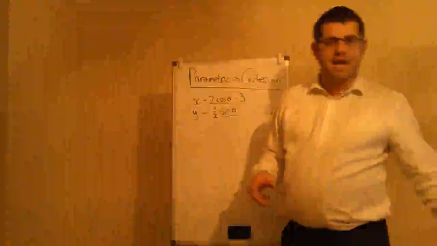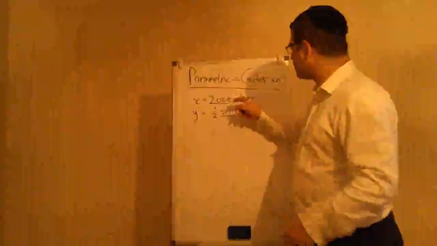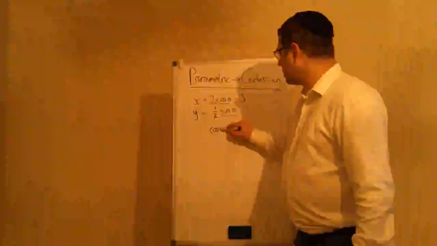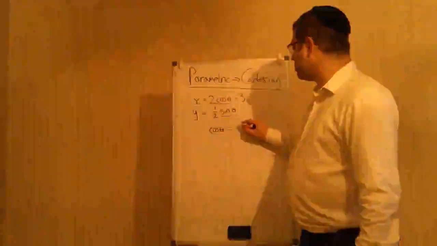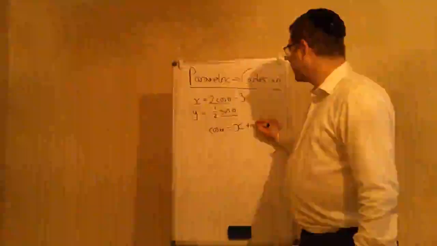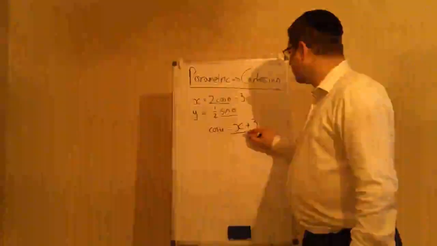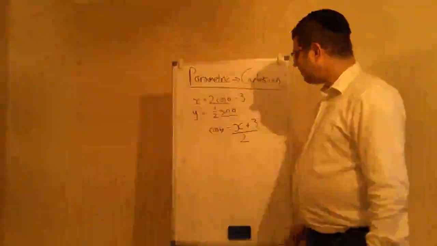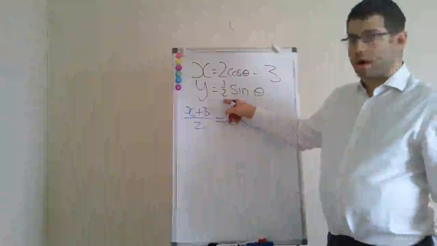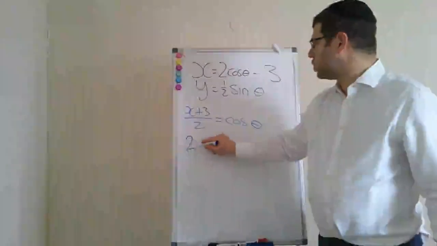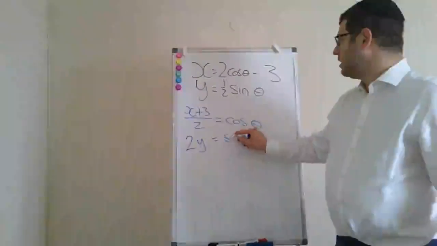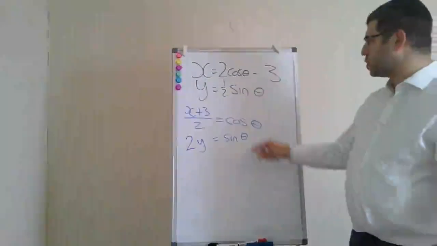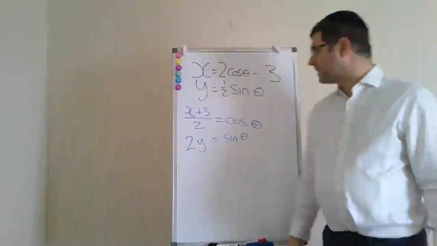So let's do that first. Get rid of any coefficients or any other terms. So from here, we can see that cos theta, I'll add the 3 and then divide by 2, is x plus the 3 and then divide by 2. For y, we need to get rid of the halves, we need to multiply, so that's 2y is sine theta. We have now isolated the trigonometric functions, which in this case is cos and sine.